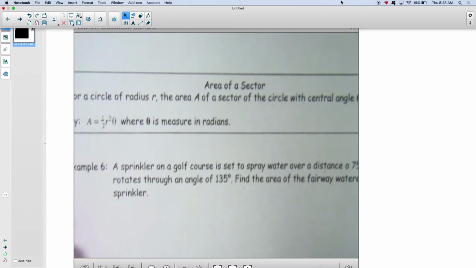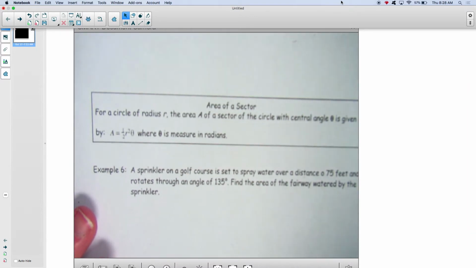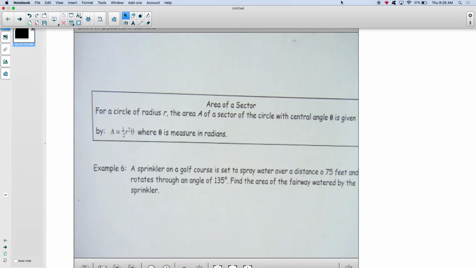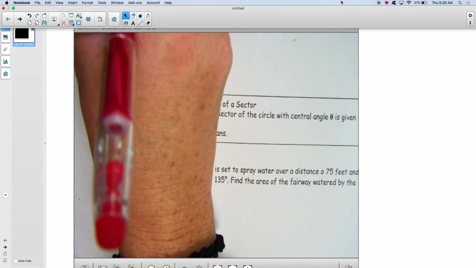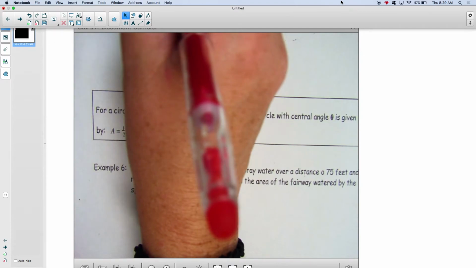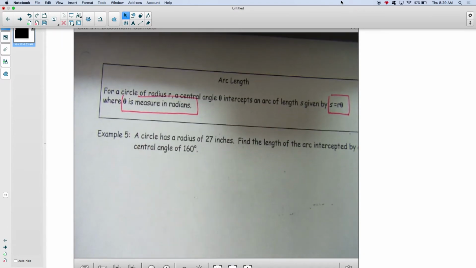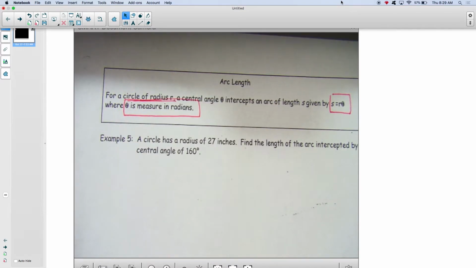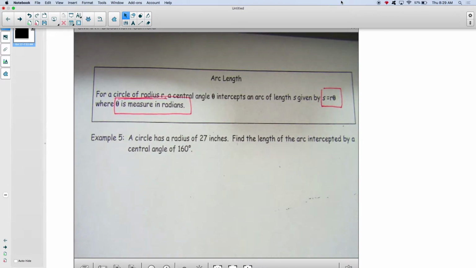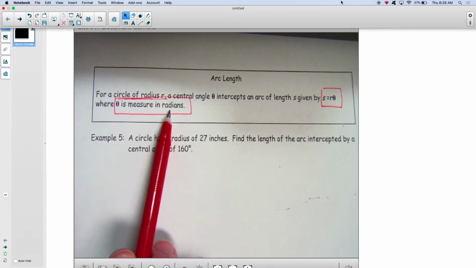All right, then we have 2 formulas. One is the arc length. For a circle of radius r, a central angle theta intercepts an arc of length s, given by s equals r times theta. Sorry, we're at arc length. The formula is s equals r times theta. The important thing is that theta is measured in radians.